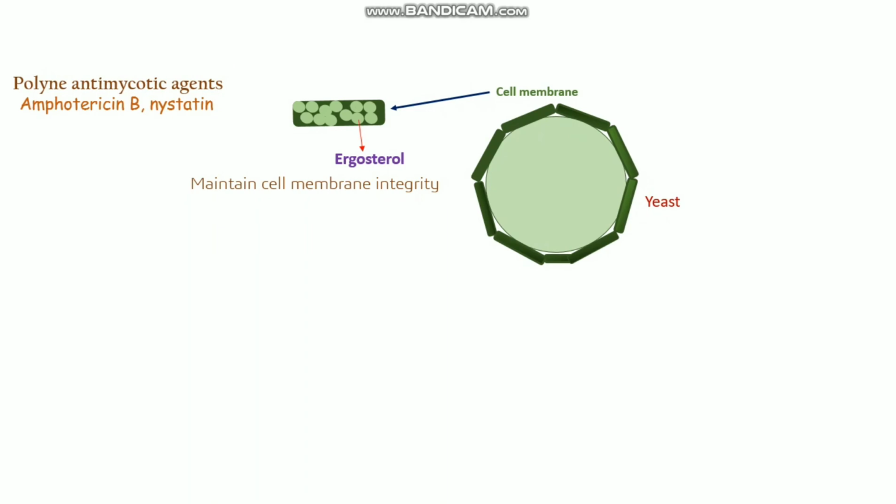Next we need to know how amphotericin B works, the mechanism of action. Yeast has a cell membrane, and this membrane contains ergosterol. This is a sterol that maintains cell membrane integrity. But a polyene antimycotic agent like amphotericin B or nystatin binds with the ergosterol. As a result, the ergosterol no longer functions, and pore formation occurs in the cell membrane. This leads to leakage of ions and nutrients from the yeast, and eventually yeast cell death occurs. This is how amphotericin B or nystatin works as an antifungal agent.